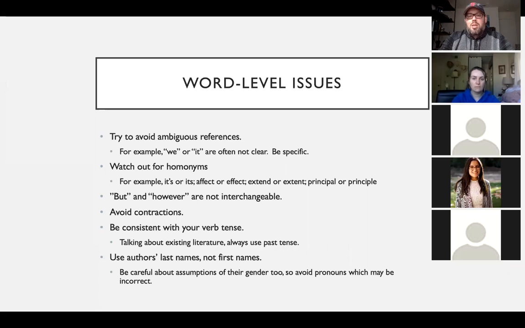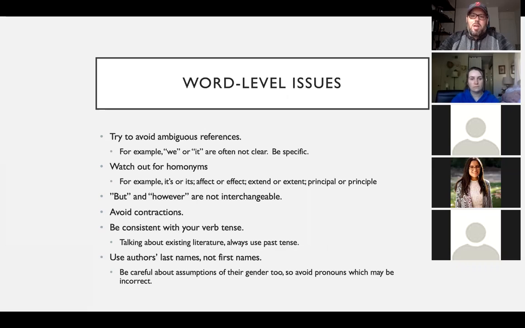You also want to try to avoid using contractions in your academic writing. Again, APA encourages this. So trying to avoid don't, isn't, can't, right? All of those pieces. Instead, we would want to say do not, cannot, is not, right? That's an important piece. Additionally, word level issues also are connected to verb tense. So if we're referring to research or scholarship that's been done in the past, we would want to use past tense.